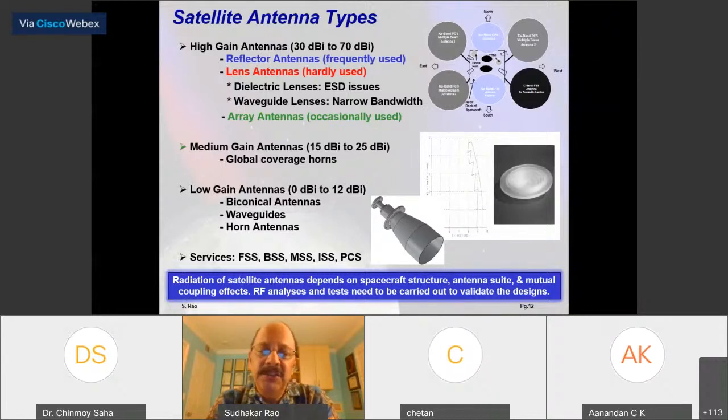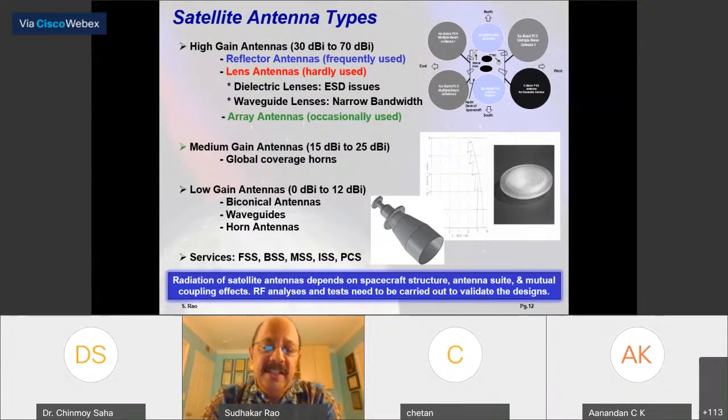Lens antennas are hardly used because of the ESD problem. People try to use dielectric lenses with the ESD issue. Then they try to do waveguide lenses, but waveguide lenses are pretty heavy. And then to reduce the weight, you have to zone the lenses. When you do that, it becomes very narrowband. So I think it's hardly used.